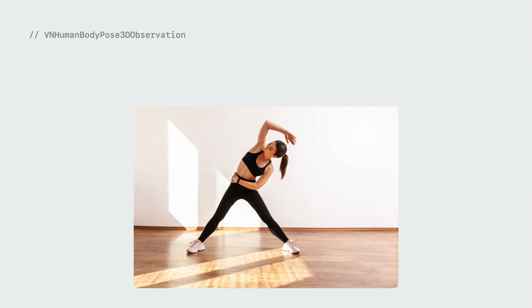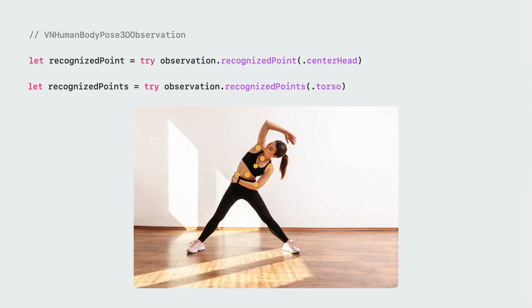I'll guide you through the code and concepts you need to know to create awesome experiences using 3D human body pose in your app. Building an app begins with using the points returned in the observation. There are two main APIs to retrieve them: recognizedPoint to access the specific joint's position, or recognizedPoints to access a collection of joints with a specified group name. Besides these core methods, the observation offers some additional helpful information.